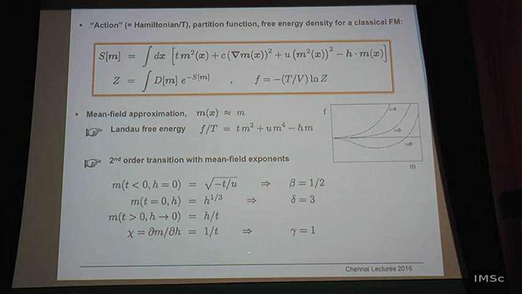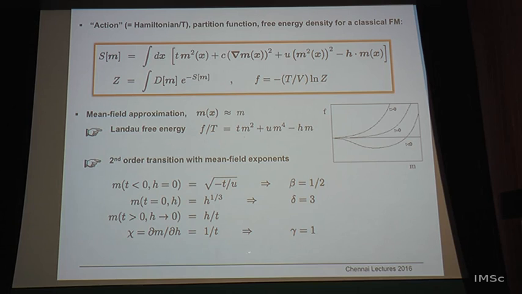So to get an idea of what might happen, let's do a very simple approximation. Let's do what Pierre Weiss did and just ignore fluctuations of the magnetization. Let's say the thing is a constant. It's independent of position, just equal to a number m. Well, in that case, we can do the functional integral. We don't have to do any integral at all. We just plug in numbers.